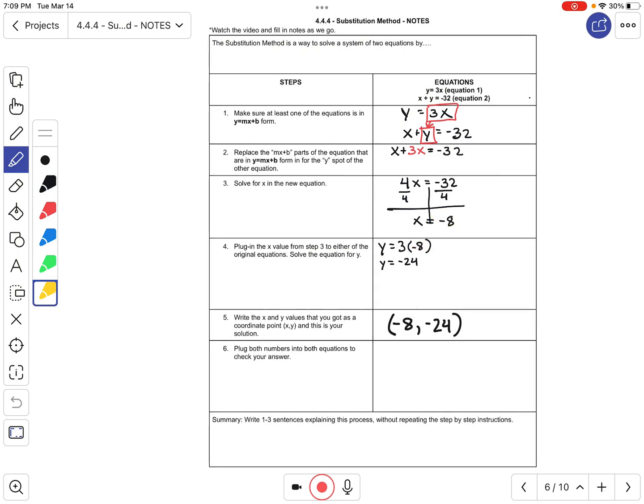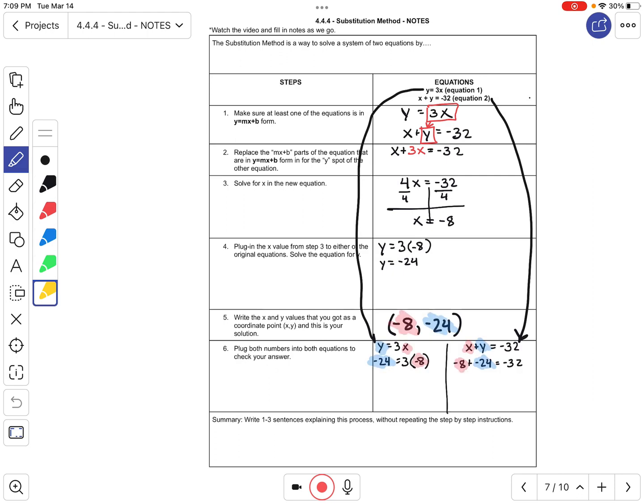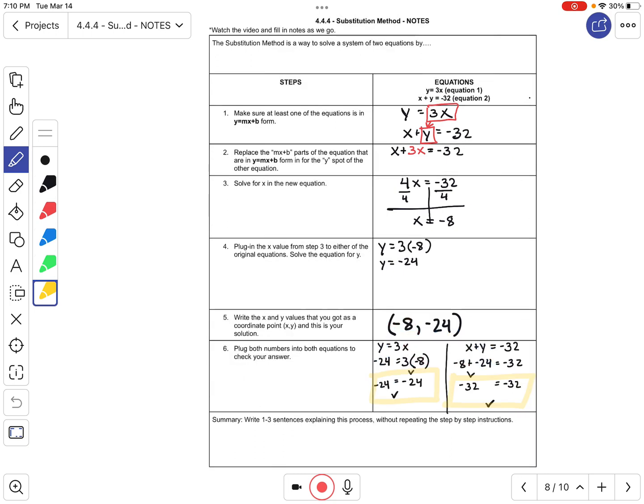Alright, so we have solved for our x value and our y value. Negative 8 comma negative 24. Now, again, we're going to plug in both of those values to both equations. I'm going to rewrite both equations, replace the y's and x's with the numbers we found for y and x, and then we simplify to prove that those are true. In both cases they are. That means we've got the right answer and we're done.